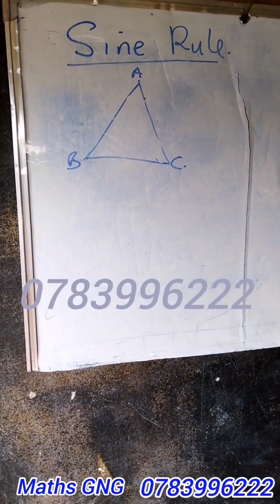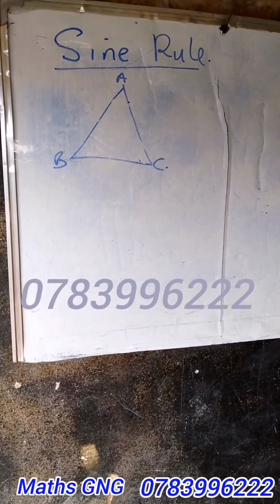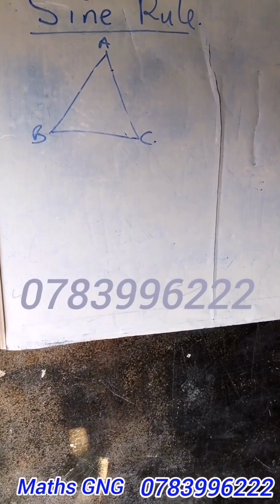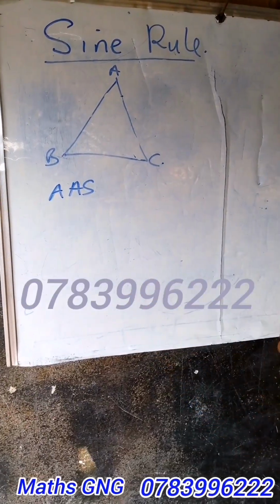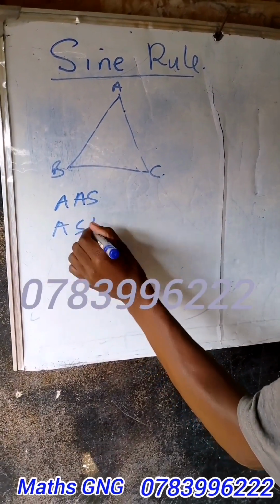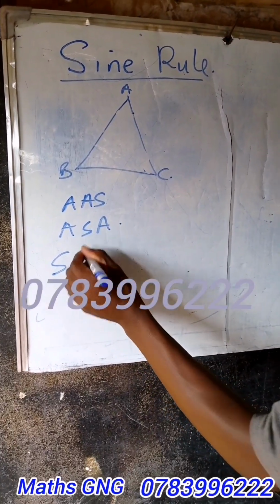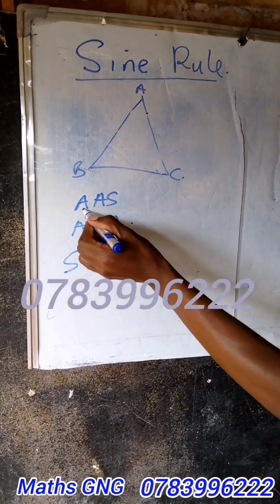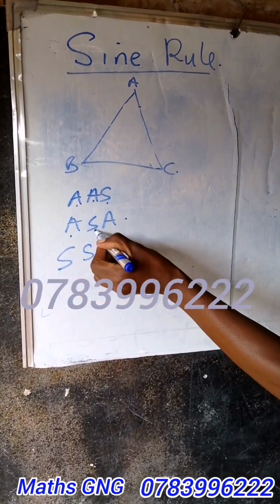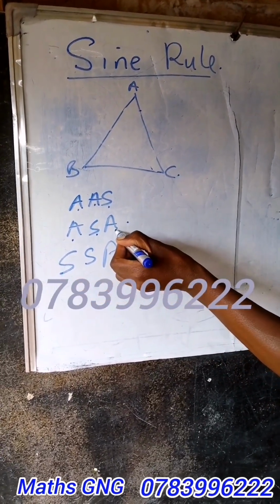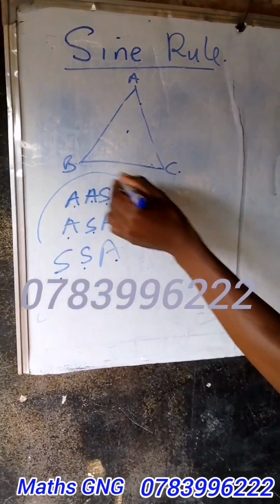For the sine rule, you can also be given other cases. Just use AAS or ASA. You can also use SSA, so a side, side, and an angle. Or angle, side, angle here. Or side, side, angle.